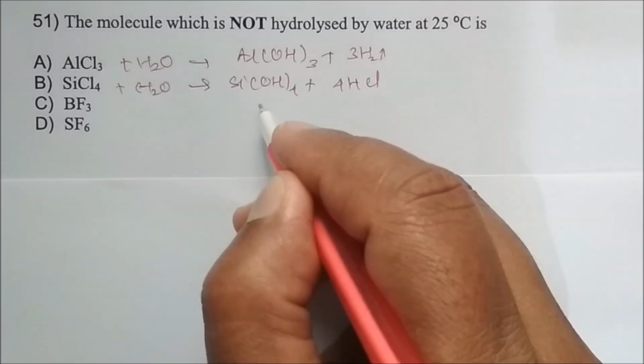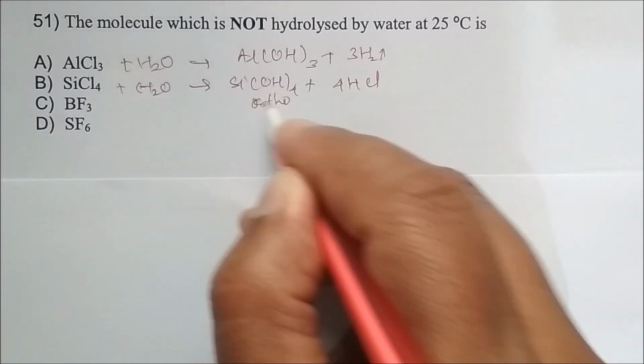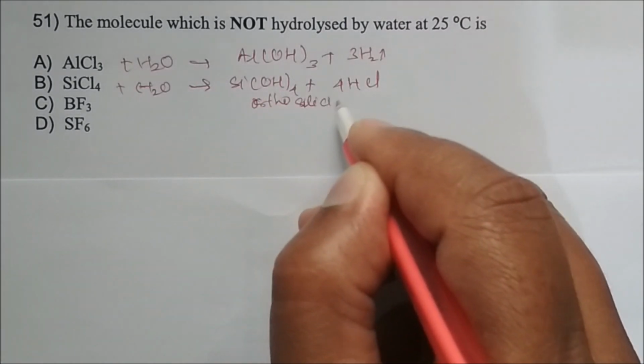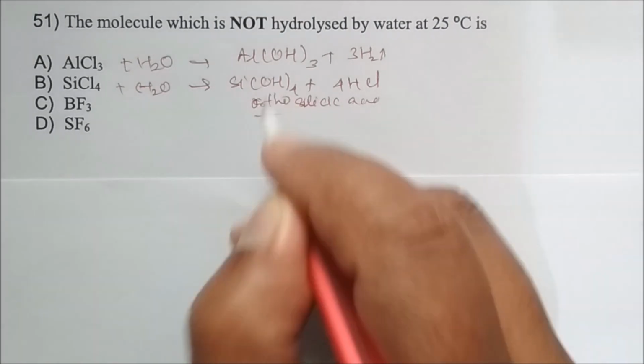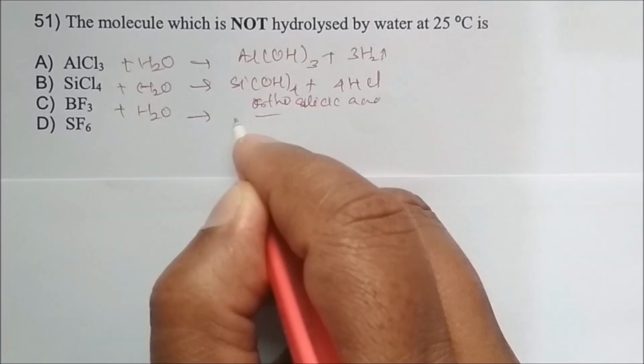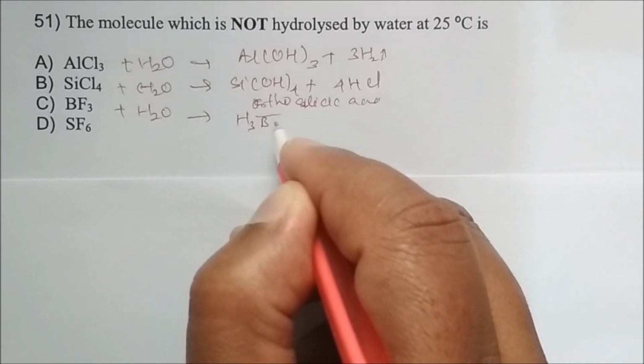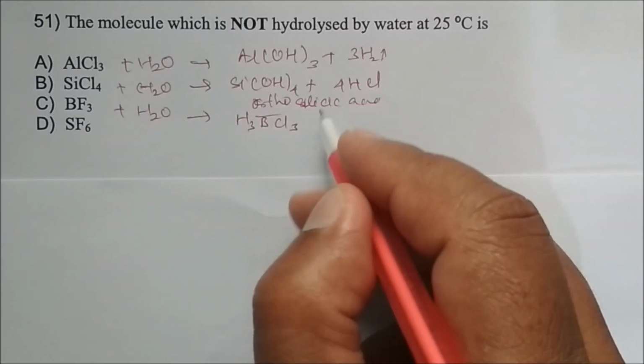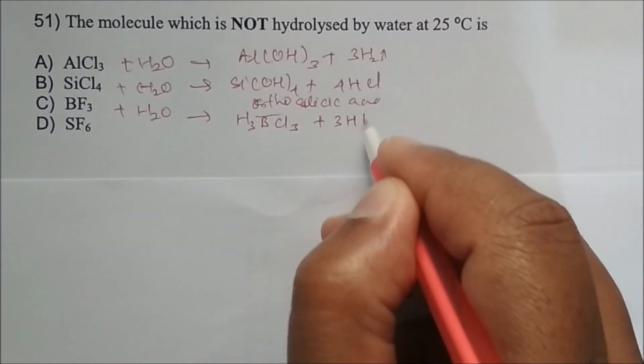So this compound is called orthosilicic acid. Orthosilicic acid. This is an acid. And BCl3 will also react with the water, so it will give you H3BO3, and then we will get 3 hydrogen chloride.